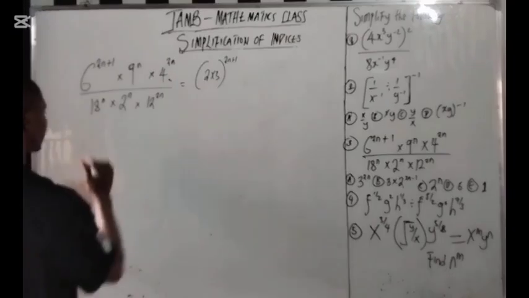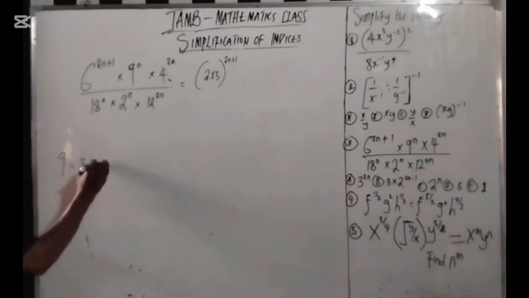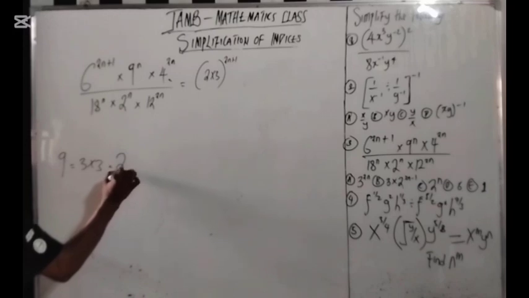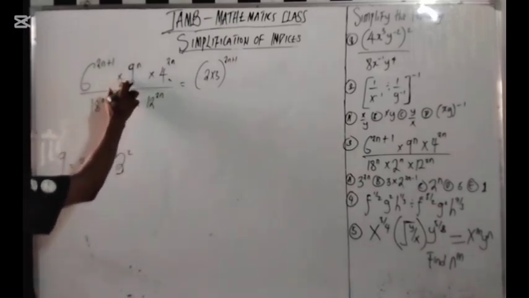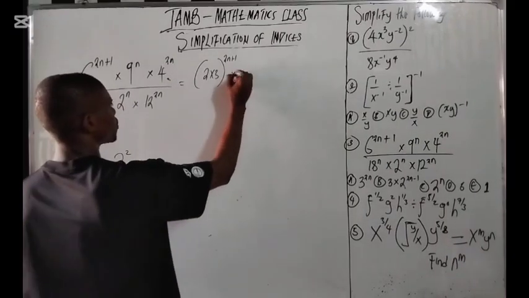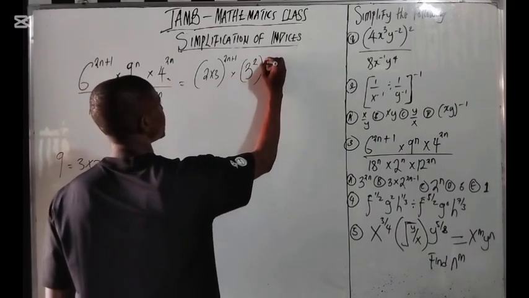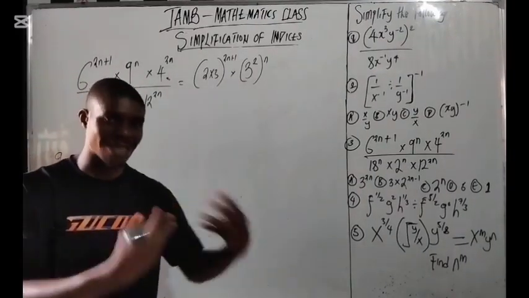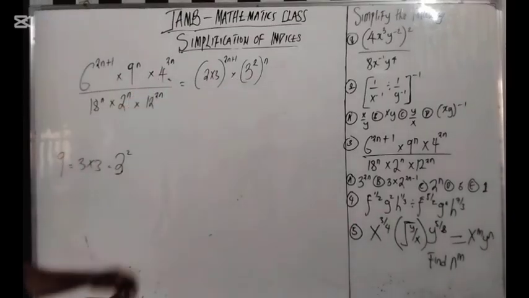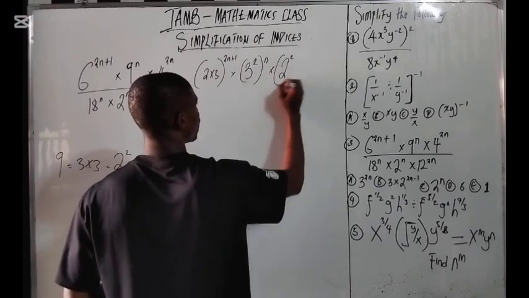What about 9? If you look at 9, 9 is 3 times 3, right? So that is 3 raised to 2. So now instead of saying just 9, you can say 3 raised to 2, so it's going to be 3 raised to 2, all raised to n. It's okay because when you say simplify, that means break it down. What about 4? 4 is going to be 2 raised to 2.